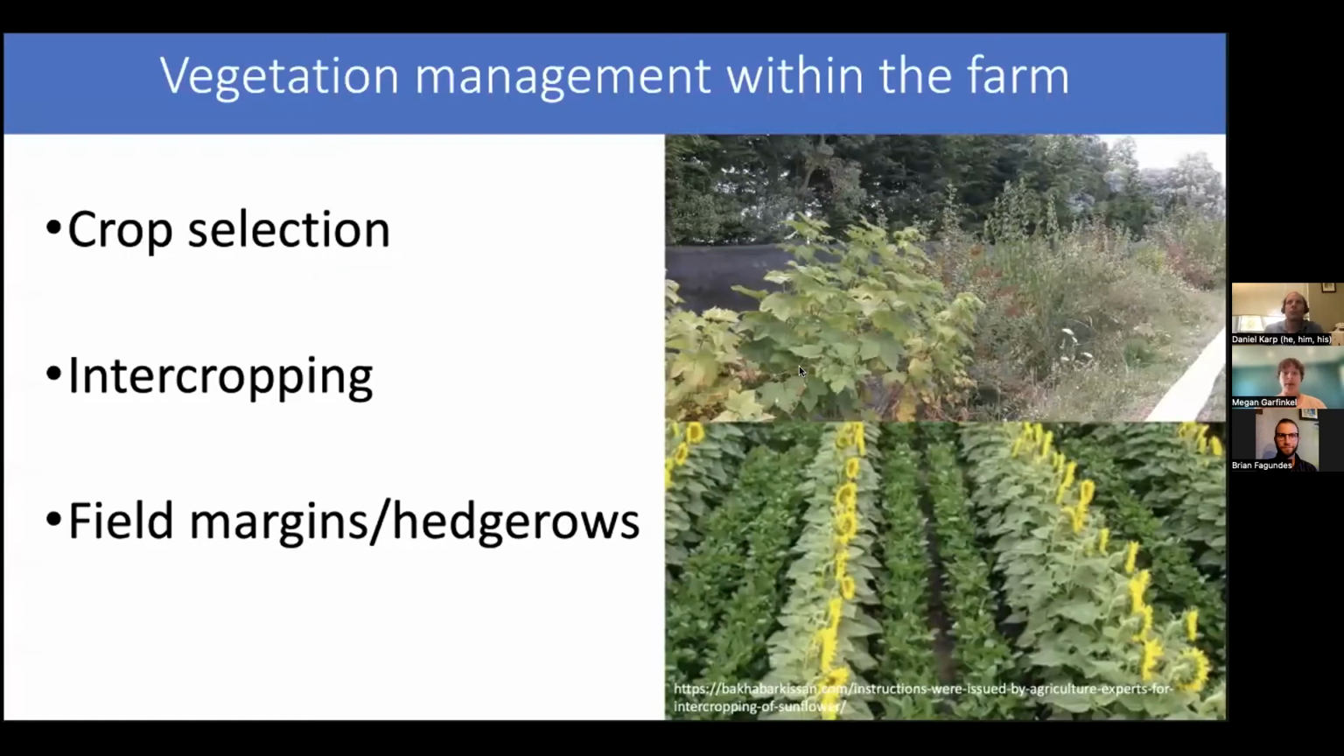So I'm going to start by talking about some vegetation management within the farm and the ways that it can be used to affect pest control by birds. I'm specifically going to give examples from some studies that have looked at crop selection, intercropping, and then also studies that have looked at the field margins or hedgerows. And when I say field margins, I'm just talking about what's growing along the edge of the cropped fields.